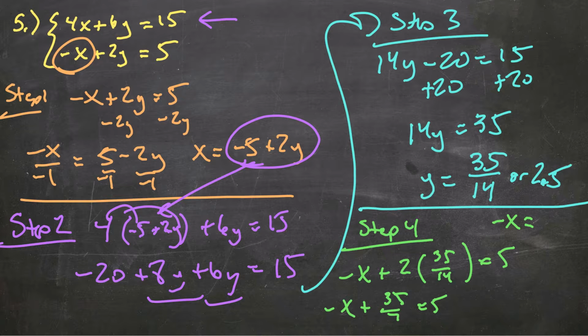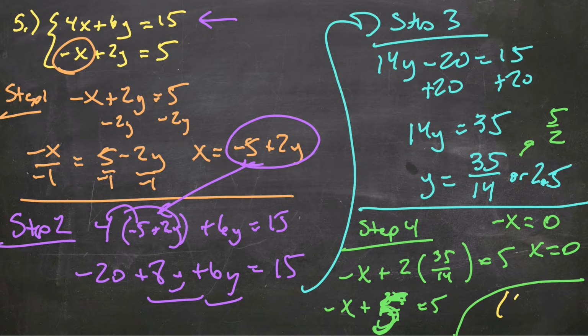I'm silly. 35 over 7 is 5. I didn't see that right away. I'm crazy. So 35 over 7 is 5. Oh, because I should have simplified that to 5 halves. I would have seen that a little bit better. So I get negative x equals 0, so x equals 0. That means my final ordered pair is just going to be 0 for x, and then I'll say 5 halves. Maybe you put 2.5 for y.